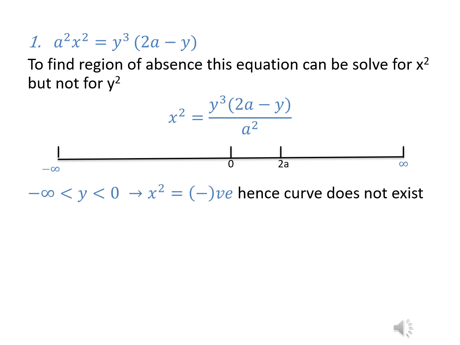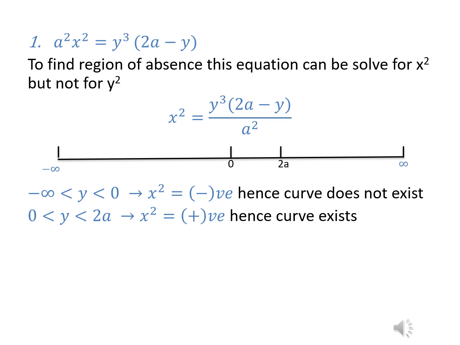Now the next part is 0 to 2a. Mathematically it is 0 less than y less than 2a. That means y is positive and strictly less than 2a. So y cube in the numerator is always positive, right? And 2a minus y, where y is strictly less than 2a, is also positive. So positive into positive means your x square is positive. X square is positive, hence your curve will exist for this particular part.